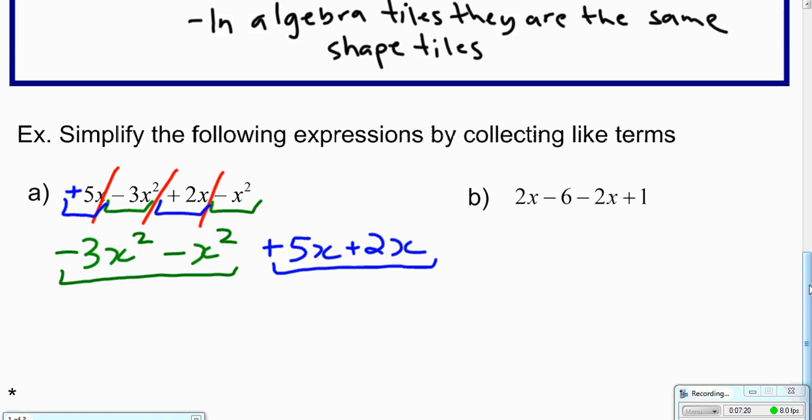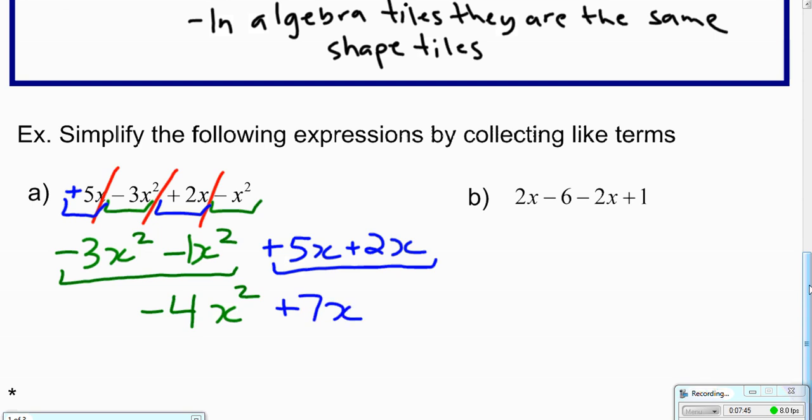This line that I've written out, you won't always do this line, but for now it might be helpful to see it. So negative 3x squared and then another negative x squared. So this makes negative 4x squared. That's like you owe me $3 and then you owe me another $1, right? There's like a 1 there. And then positive 5x and positive 2x is going to make positive 7x.